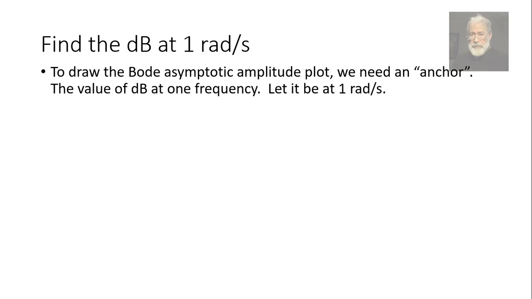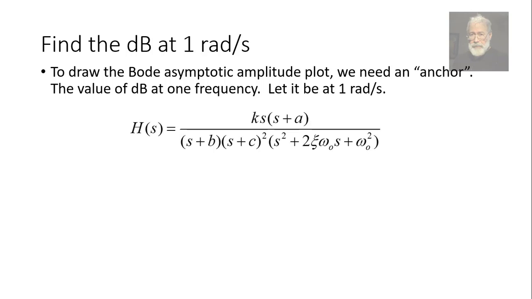We need the value of the decibels curve, the approximated one, at one frequency. Let it be 1 radian per second. Let's say we have a transfer function that has a constant k, a 0 at 0, a 0 at a, a pole at b, a double pole at c, and a complex conjugate pair of poles with an undamped frequency omega naught.